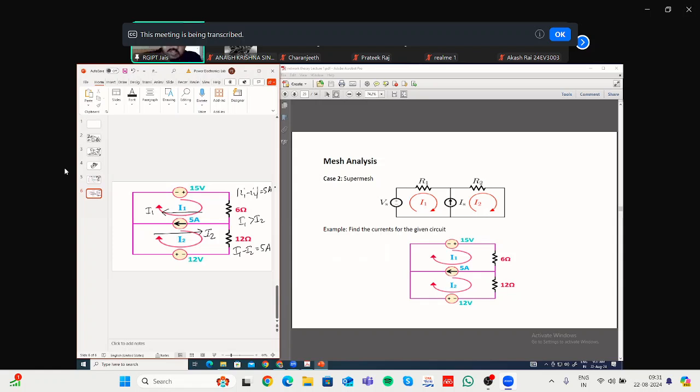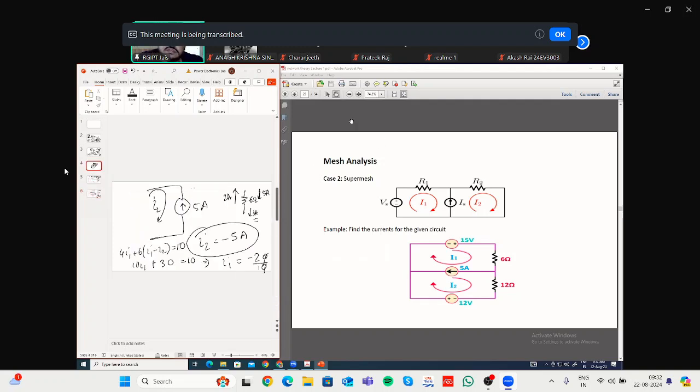Please let me know if you have any queries on how we are finding the next equation: I1 minus I2 is equal to 5 ampere. Now from here you can easily get I1 and I2. So I1 will be equal to 5 plus I2. That you can see. Is it clear? Okay, someone has a question.